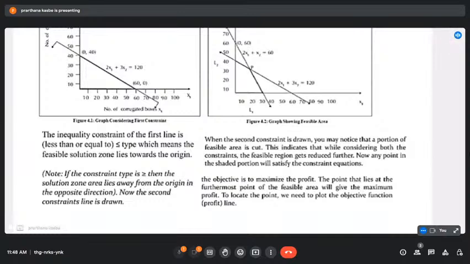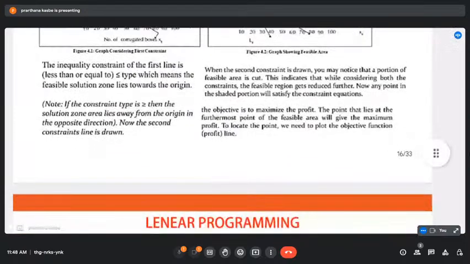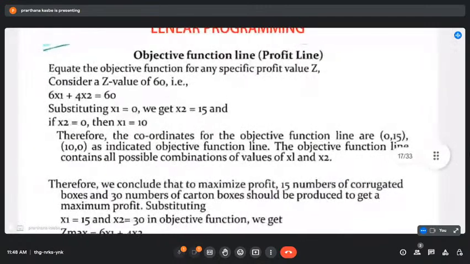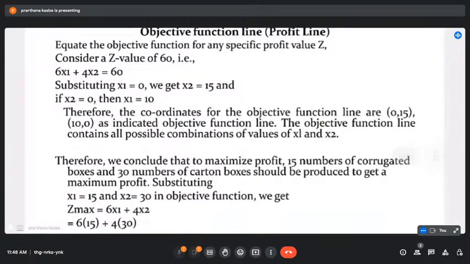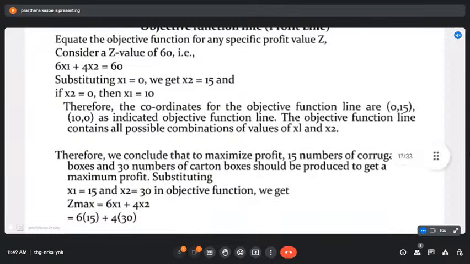To locate the point, we need to plot the objective function for the profit. So, which is the objective function for the profit line? The equation of the objective function for any specific profit value, Z value of 60, for example, 6x1 plus 4x2 is equal to 60. Substituting x1 is equal to 0, we get x2 is equal to 15. इथे जर आपण व्हॅल्यू पुट आउट करून ठेवल्या तर त्यापुढे आपल्याला सोल्युशन मिळतं बघा. x2 0 and x1 is 10.